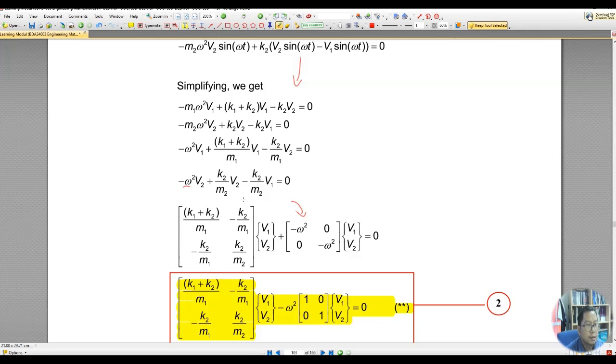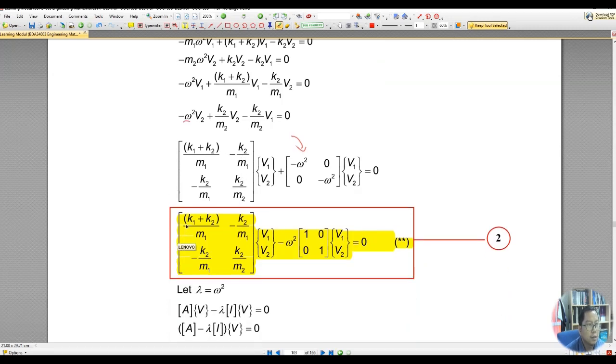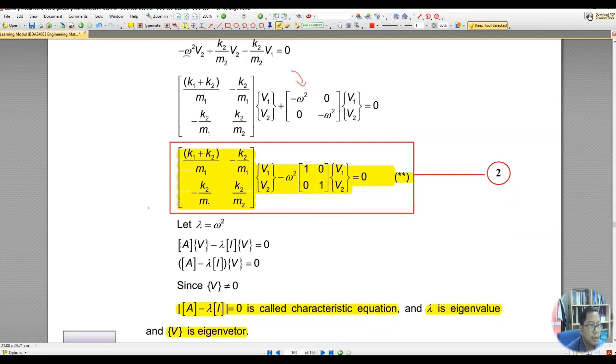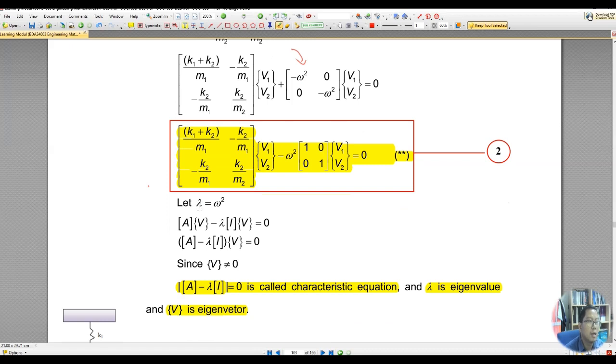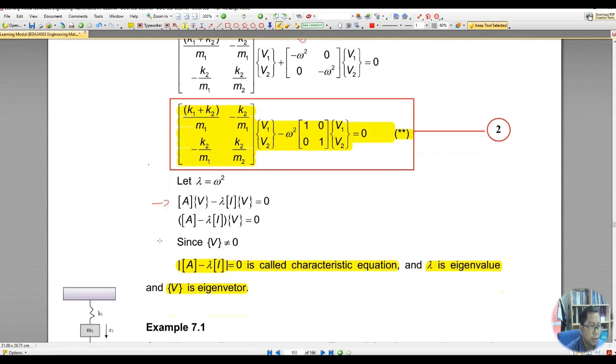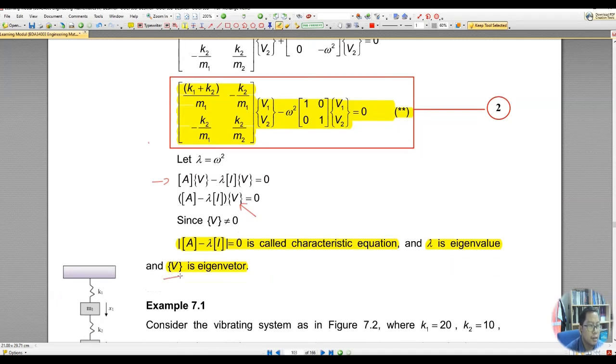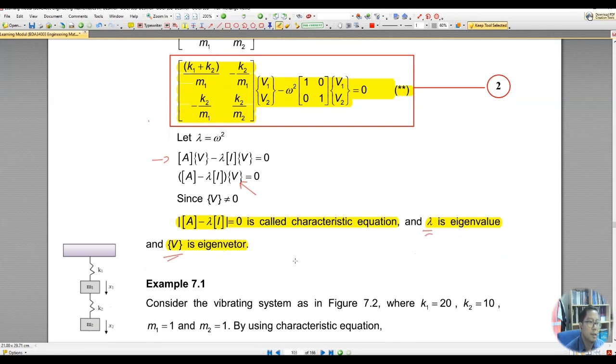So we got this matrix, and this is the second equation, whereby k1 plus k2 over m1, this is the matrix. Then let lambda equal to omega power of 2 in the characteristic equation. Lambda is the eigenvalue, and the V here is the eigenvector.